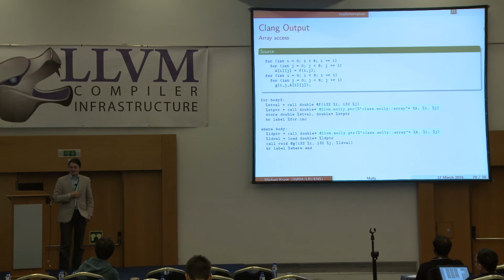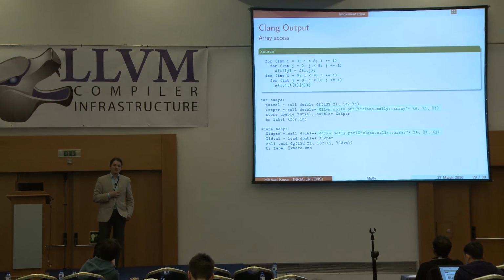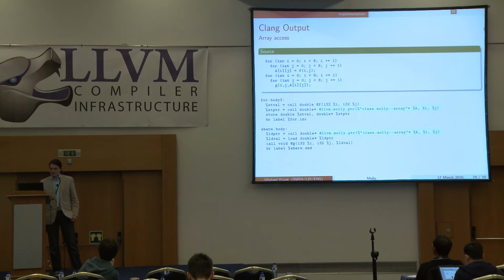So the array access itself looks like this. After some inlining, there would be this LLVM intrinsic, llvm.molly.ptr, which receives the coordinates, in this case i and j, both of them, and returns a pointer. With this pointer, I can either load or store a value from it, and this is later converted in the optimizer to a read or write to the communication buffer. So this is an example for one store and one load.